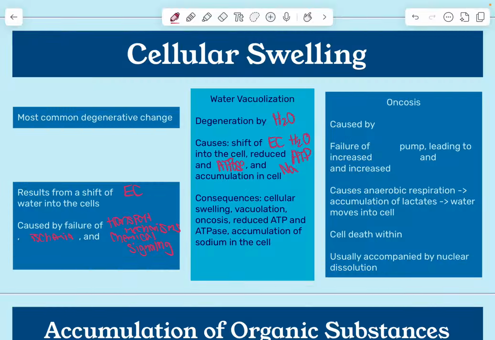Oncosis is another type of swelling, and this is caused by ischemia. And it's caused by the failure of the sodium-potassium pump, which is going to lead to increased intracellular sodium and water and also increased extracellular potassium. And when this happens, there's going to be cell death within 24 hours.